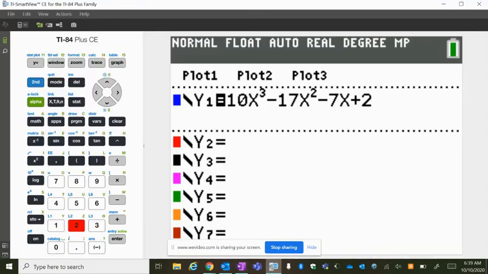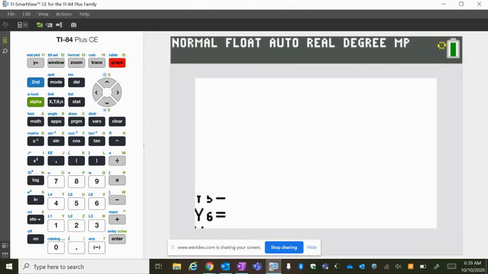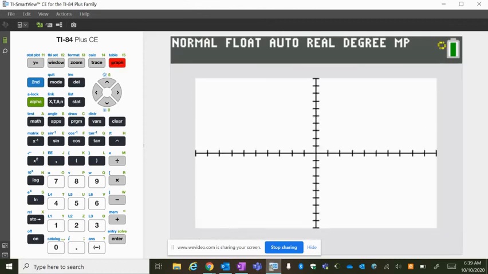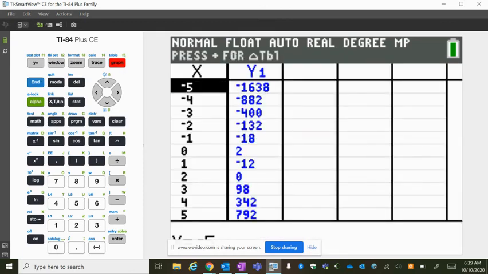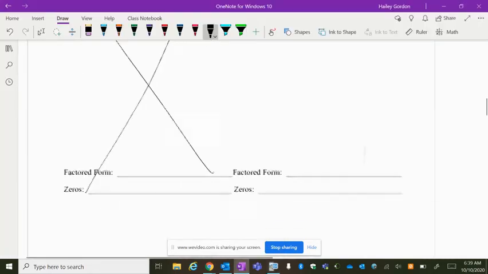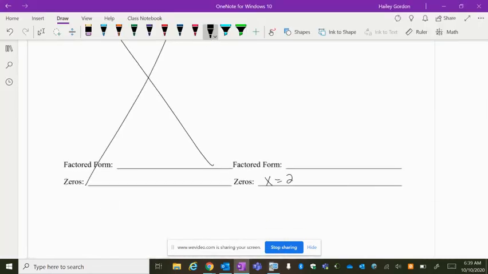Okay, so I've typed in the equation for number 8 and we hit our graph. And once we do that, we can see that it is crossing at a couple points. Okay, so it's at 3 points. And it looks like it's crossing at where x is 2. And if we check our table, it is at where x is 2. So I know one of my factors is where x equals 2, which is x minus 2 in factored form.